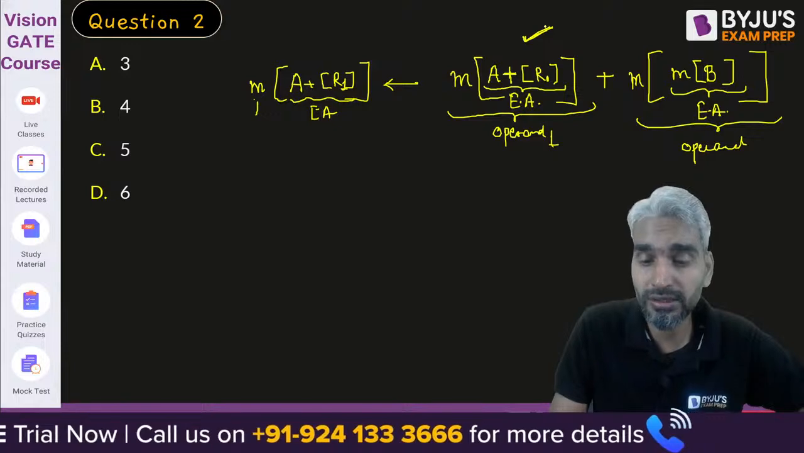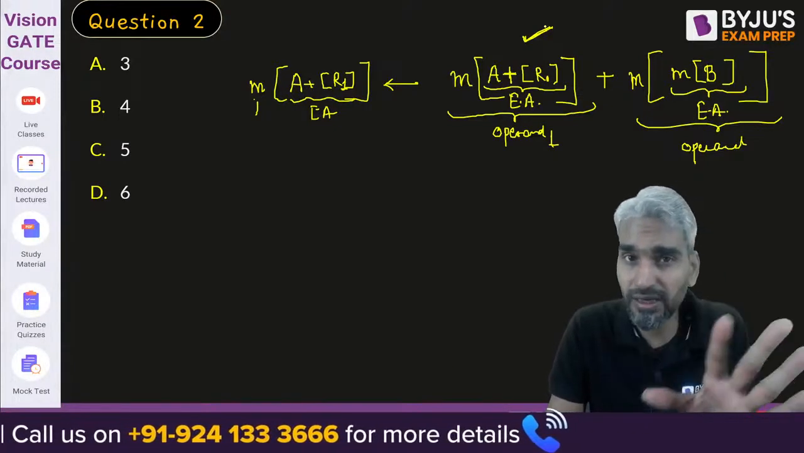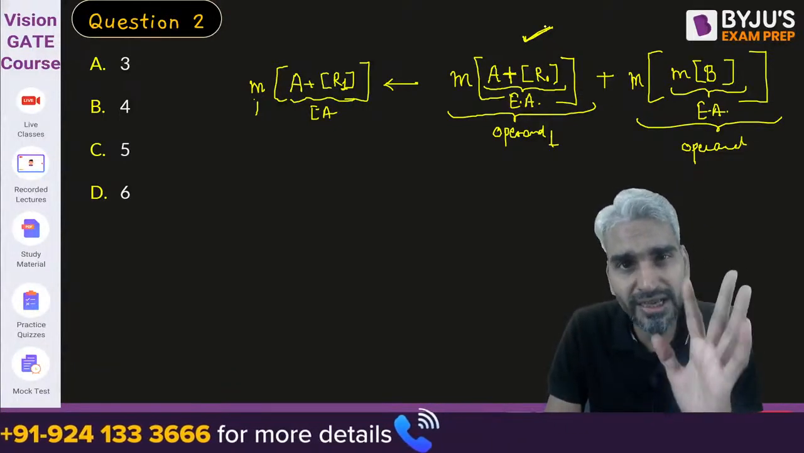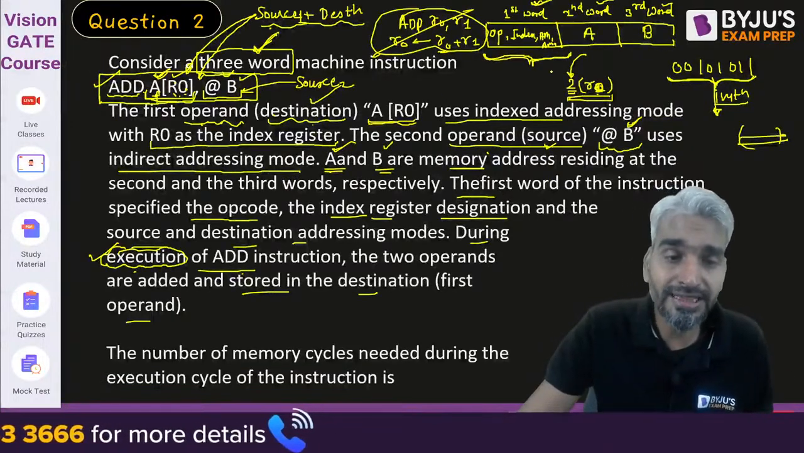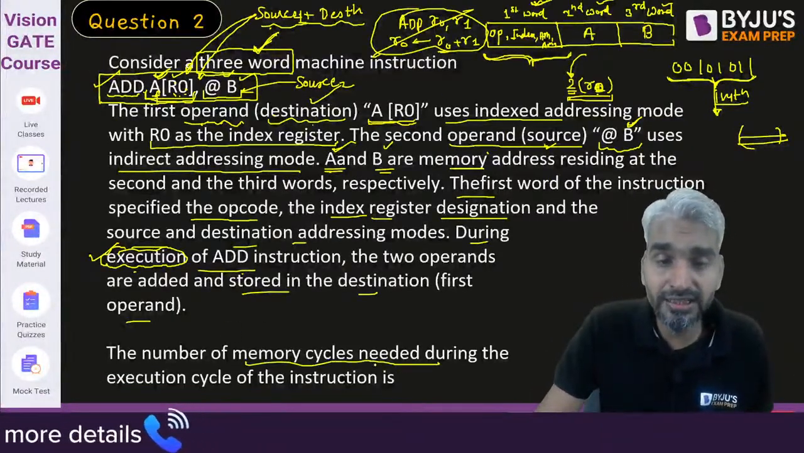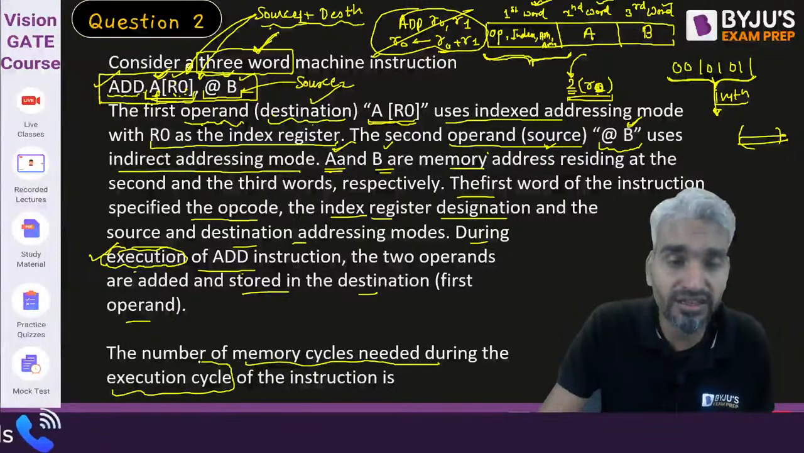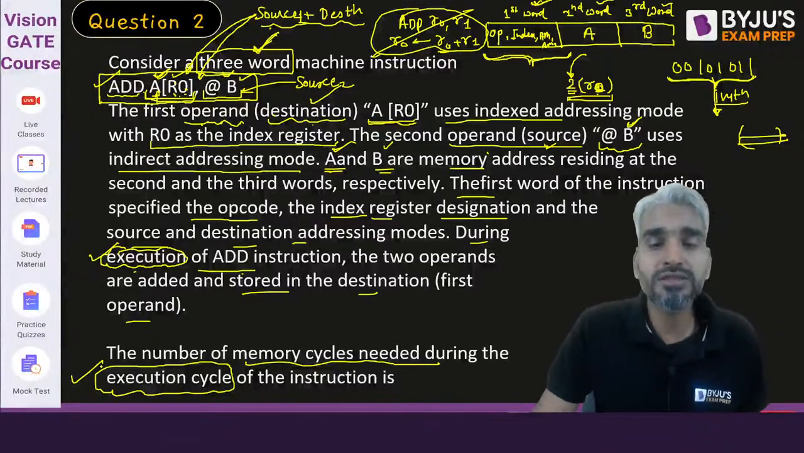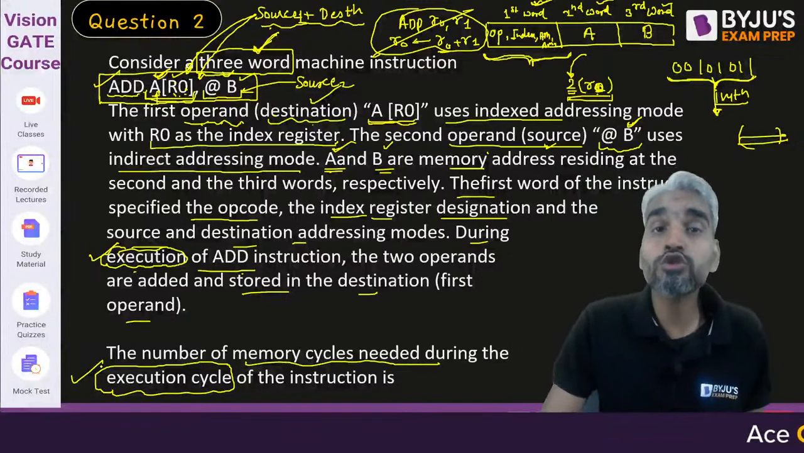Now please try to understand. We are not fetching the instruction. We are not counting the number of memory cycles required for fetching. Here it is asking for the number of memory cycles needed during the execution cycle of the instruction.